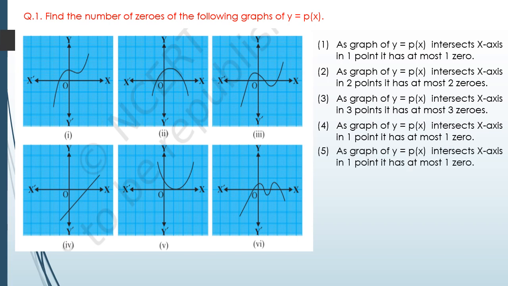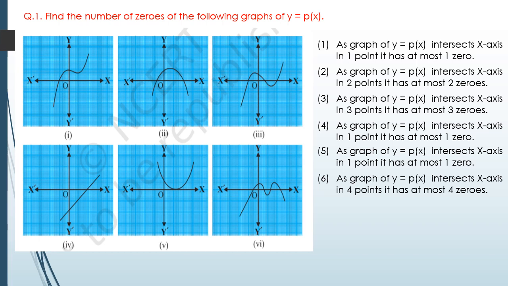So it has at most one zero. It has two zeros, but both the zeros are equal, both the numbers are the same, so mathematically it is one number only, one zero only. Okay, next one, sixth: we can see that this graph is intersecting the x-axis in 1, 2, 3, 4 points, so it has at most four zeros.